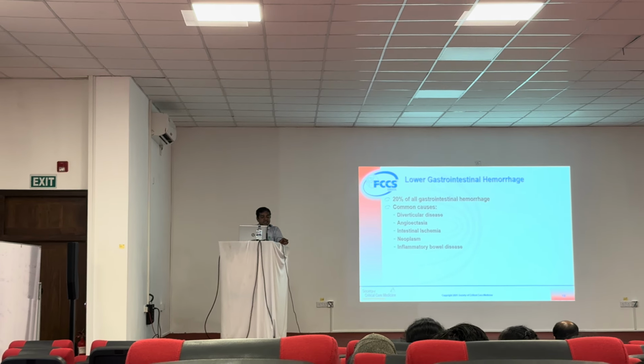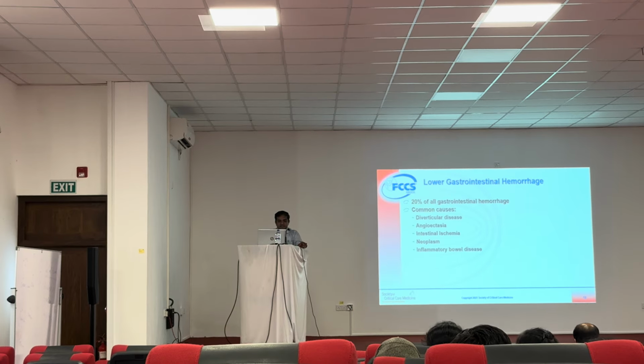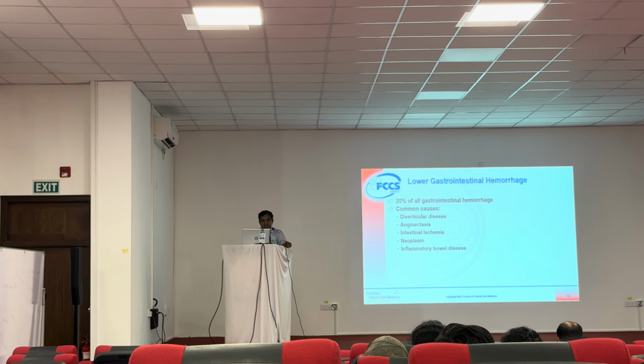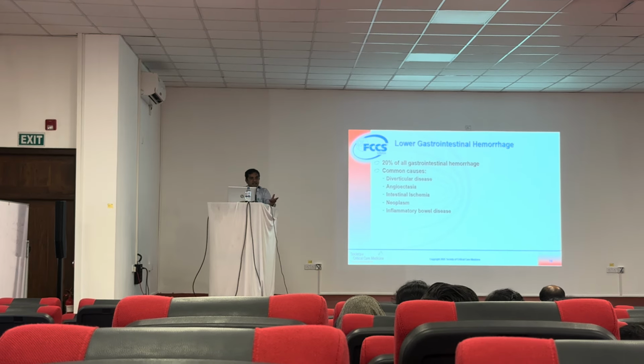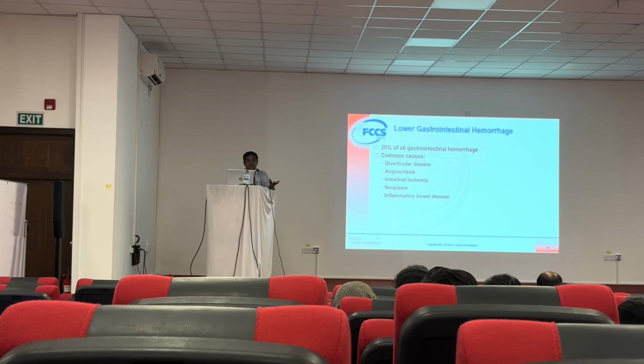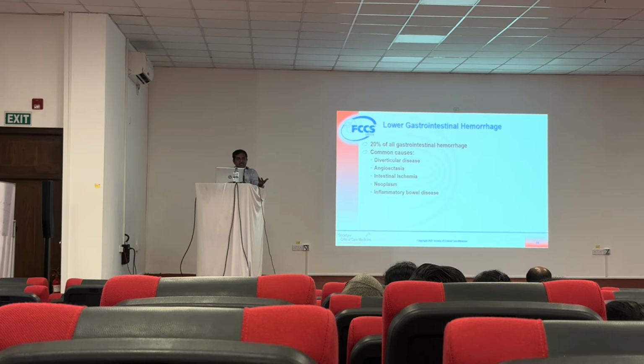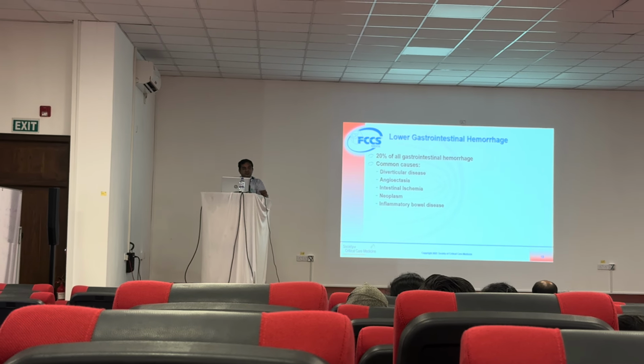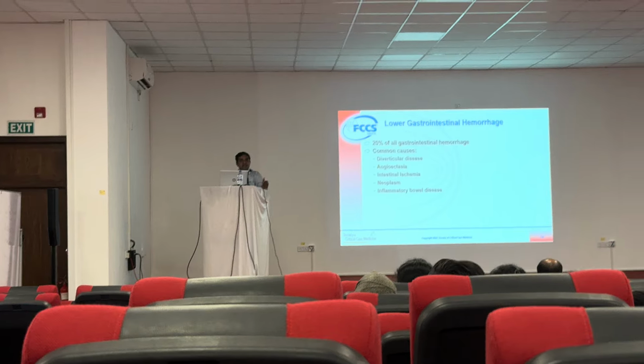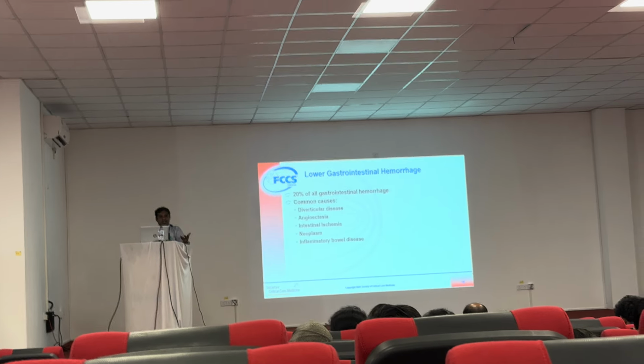Angiectasia, intestinal ischemia related bleeding, neoplasm, inflammatory bowel disease. There are so many causes. Other than that, in pediatrics we have polyps and other things also. Mild bleeding due to fissure is possible, but these are torrential bleeding. The patient may bleed and die because of massive bleeding.